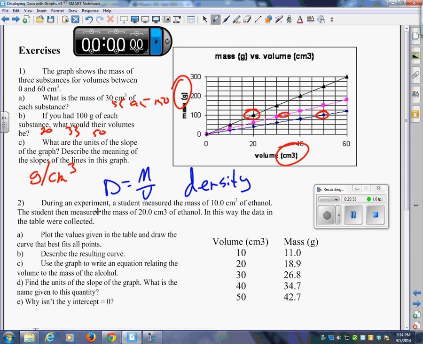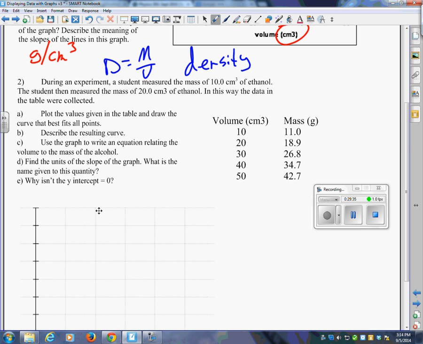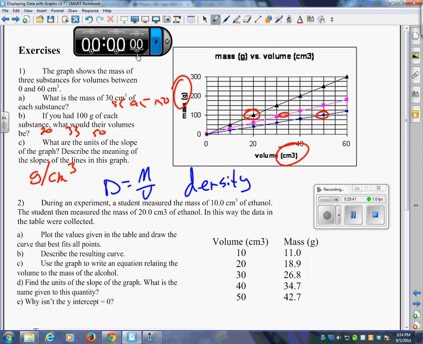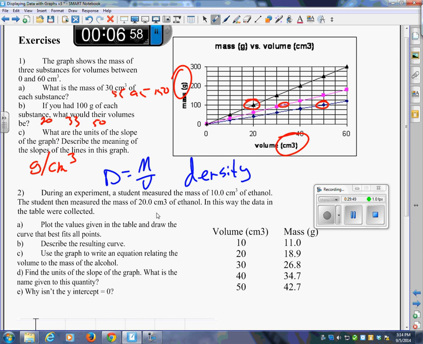Okay, question number 2. It's basically the same kind of thing, except now you have to actually plot the values. How many people have sort of started number 2? Okay, I'll throw 7 minutes up, and then we'll check in 7 minutes where you're at.